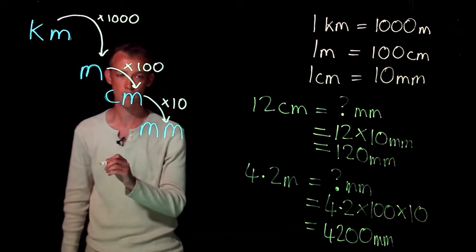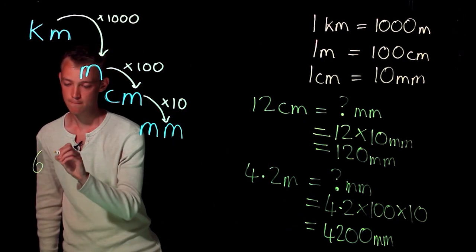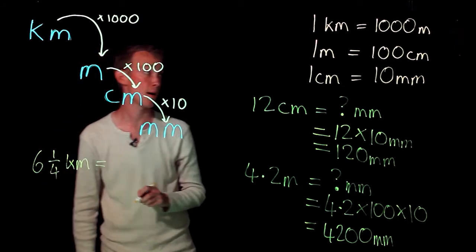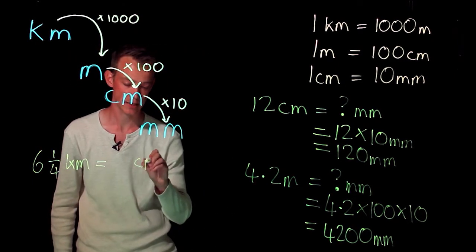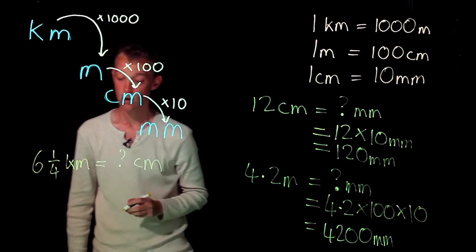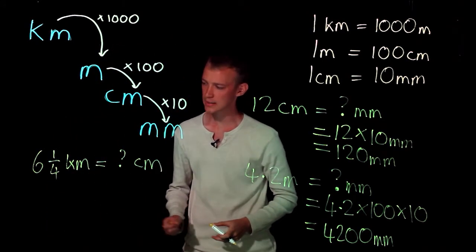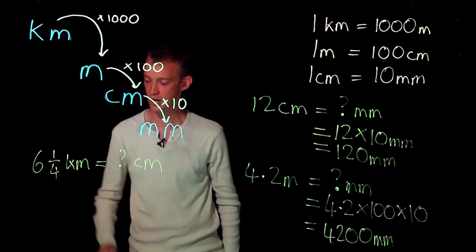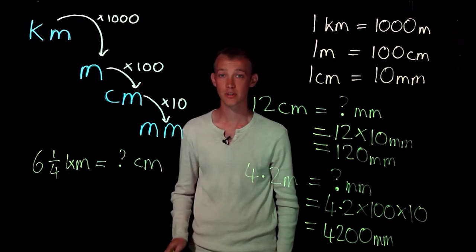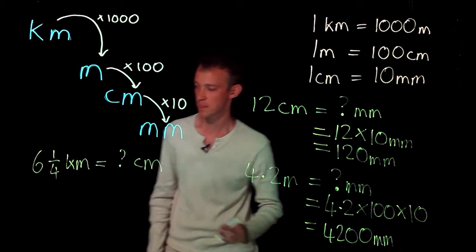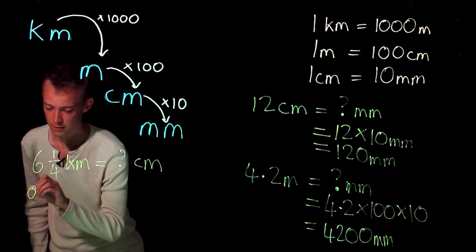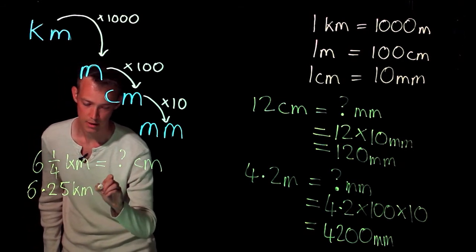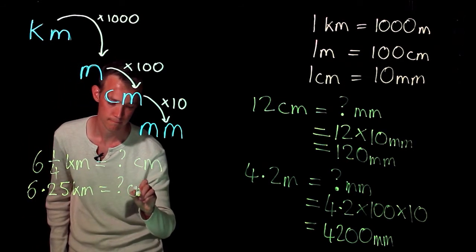One final example. We're going to have a look at 6¼ kilometers and think about how many centimeters that's equal to. Well, I've got a problem here. This time my question has got a fraction in. You need to know that 1/4 is the same as 0.25. So the question becomes 6.25 kilometers equals how many centimeters?